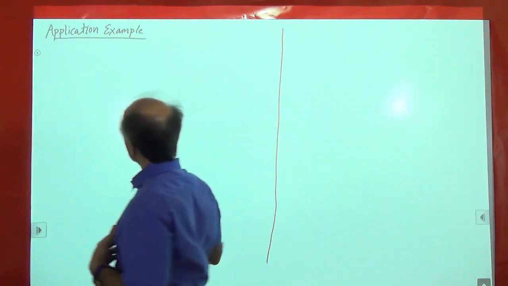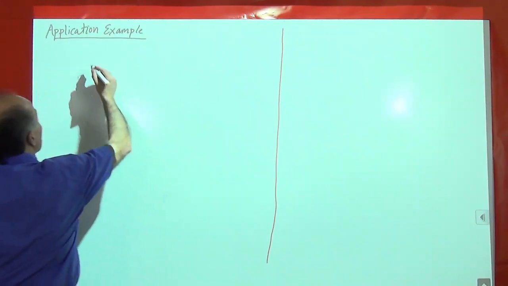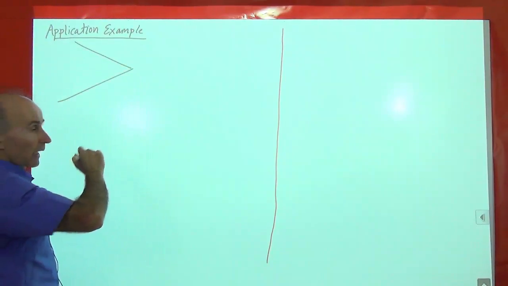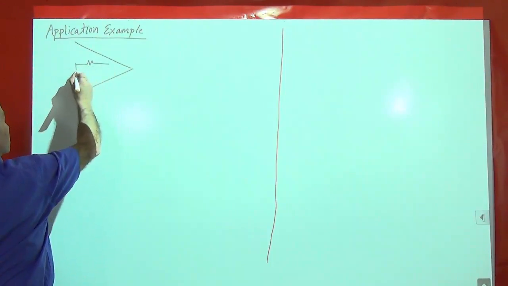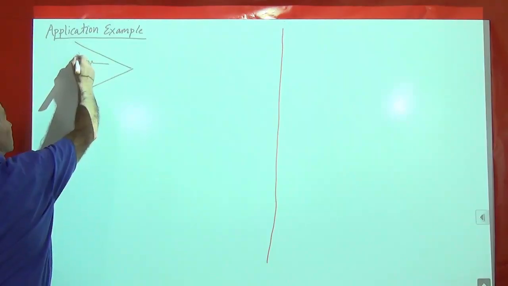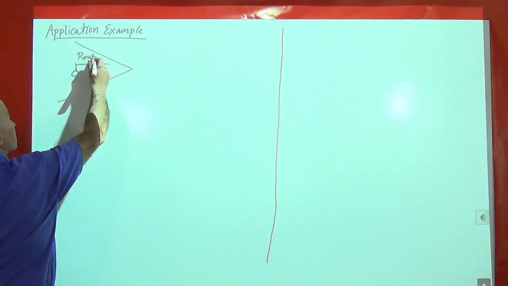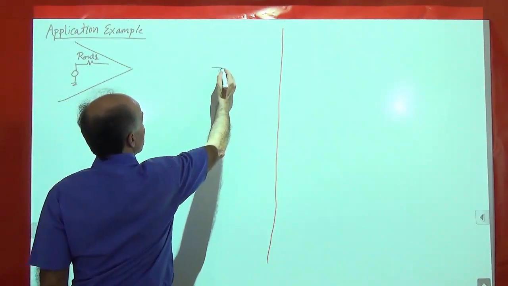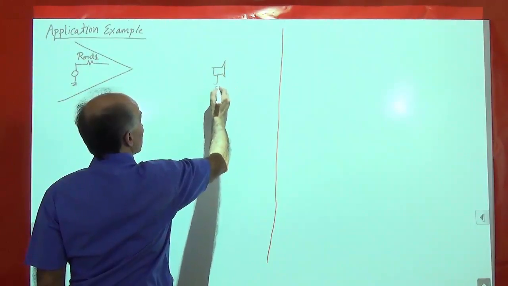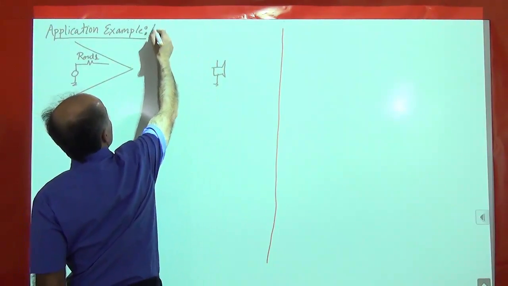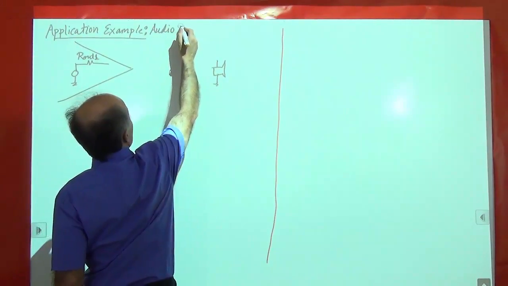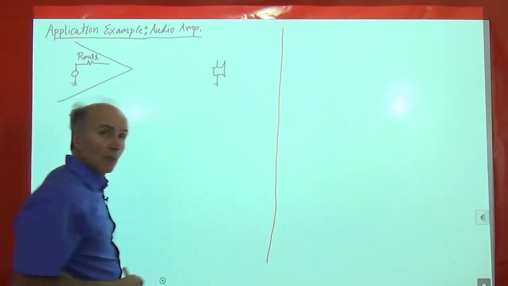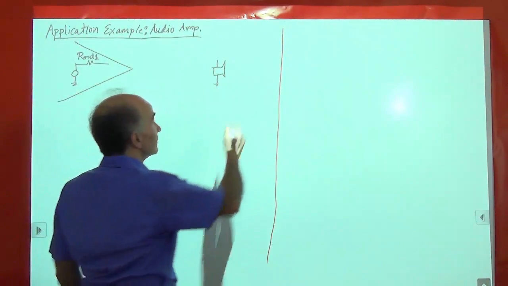All right, so here is a simple application. Let's suppose that I have an amplifier, and it has some output resistance. So I'm modeling it like this, Rout1. Okay, and then I have a speaker here. So we're trying to build an audio amplifier, okay? Audio amplifier. This speaker has an impedance of 8 ohms.